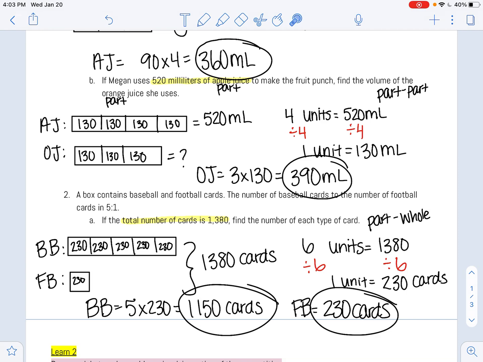As a way to check our work, if we were to add this amount plus this amount, it should total to the original cards that we started with, 1,380.